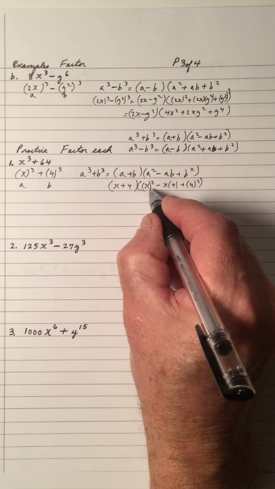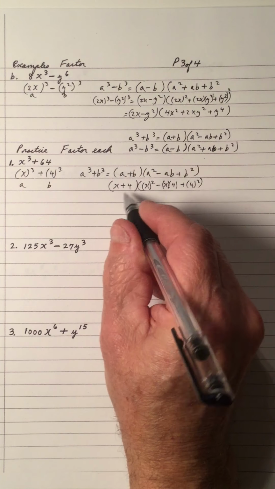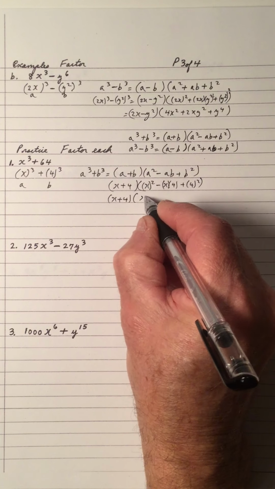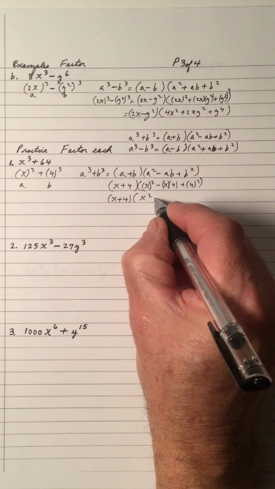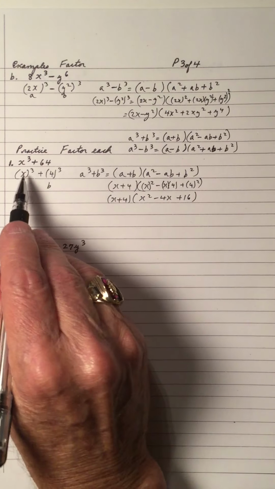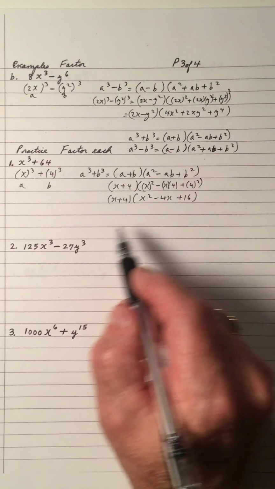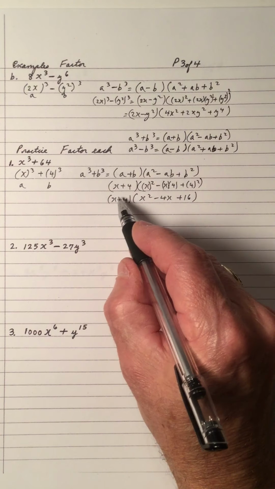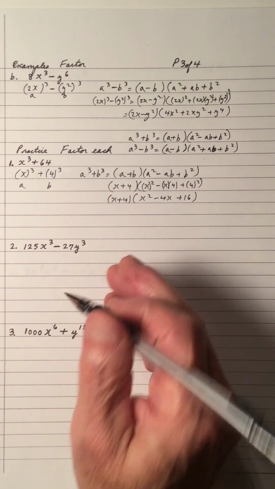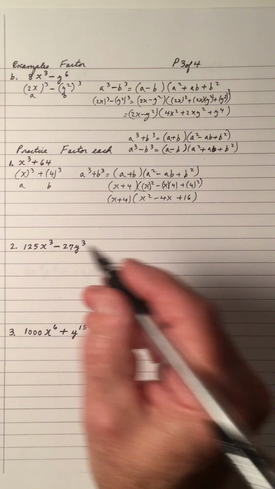So I can put a bracket here. A is x, I'll put a bracket. B is 4. So that's x plus 4, and x squared. Negative x times 4 is negative 4x, and 4 squared is 16. So there's your sum of two cubes factored. If you multiply that out, you will come back to this. And remember, pause your video, work it out to see if you're going to get the same answer. And hopefully, sometimes I make mistakes, so be careful.